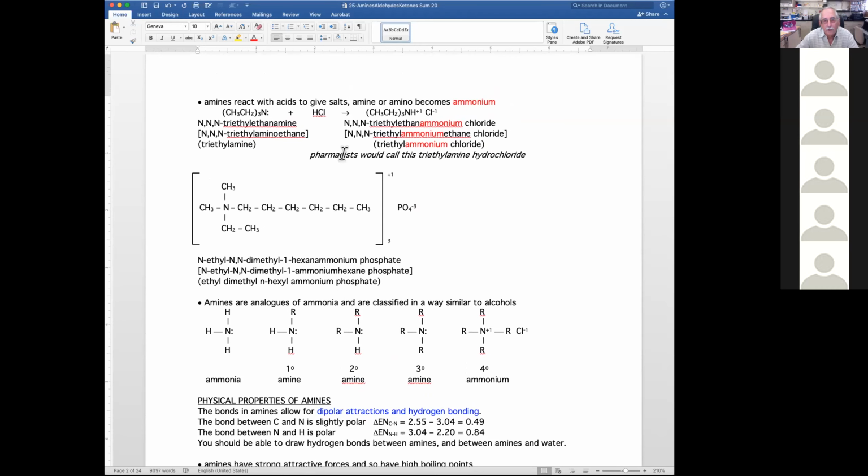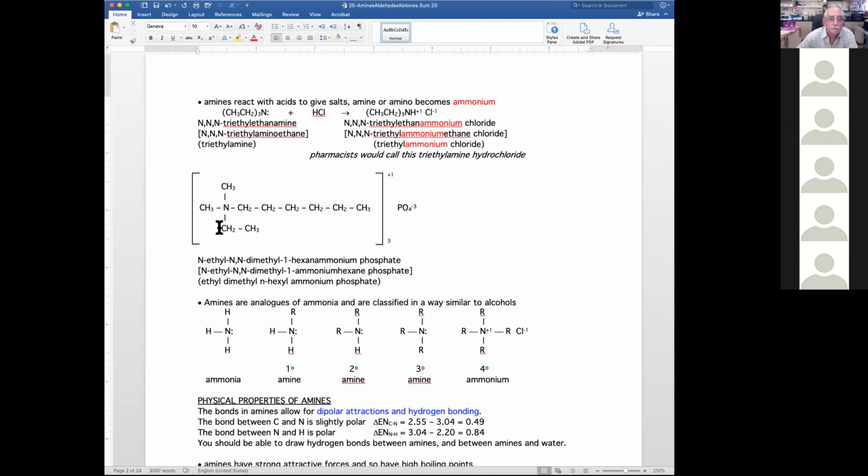Okay, so a lot of drugs are amines. And as you'll see in a minute, amines kind of smell bad, which means that they taste bad. And so what oftentimes pharmacists will do was treat them with an acid to make the acid form. So this becomes very soluble in water compared to this. And not only that, it doesn't smell.